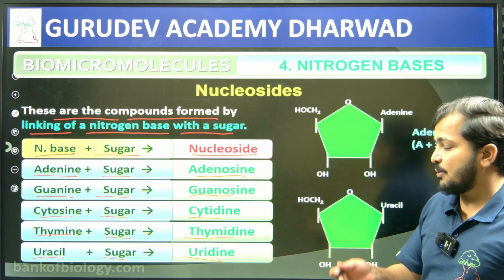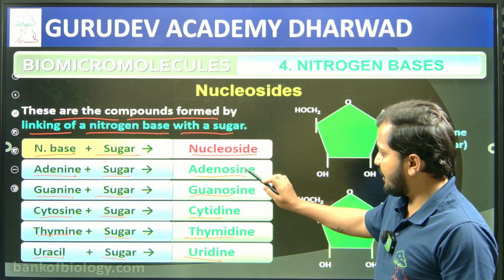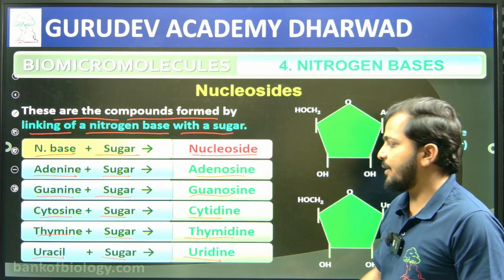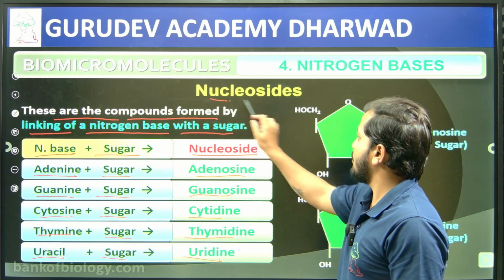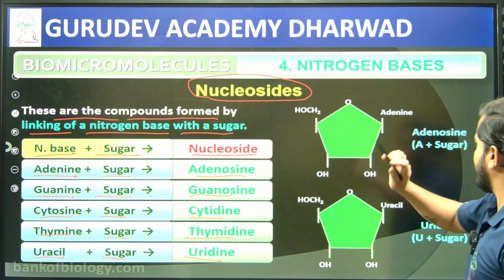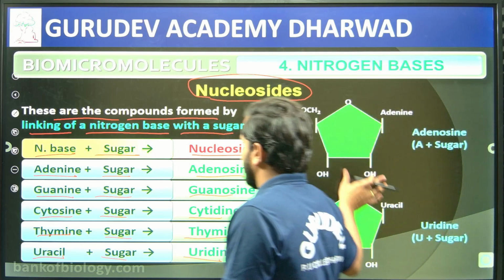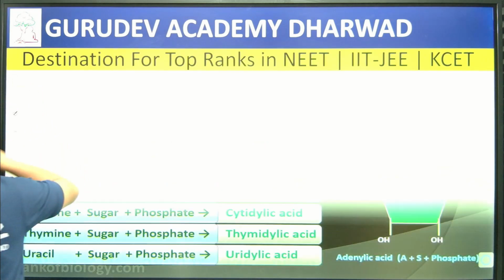But with respect to ribose, what you are finding is adenosine, guanosine, cytidine and uridine. So instead of thymidine, you will find uridine, which is nothing but known to be the RNA nucleosides. That is what you should remember. So the structure is what they have mentioned over here, right?